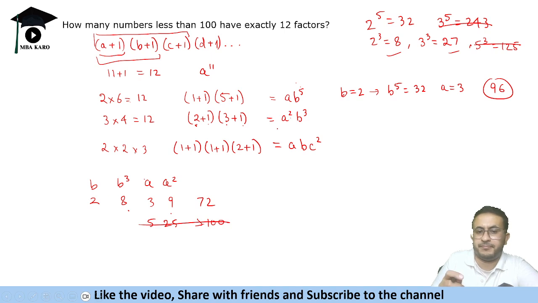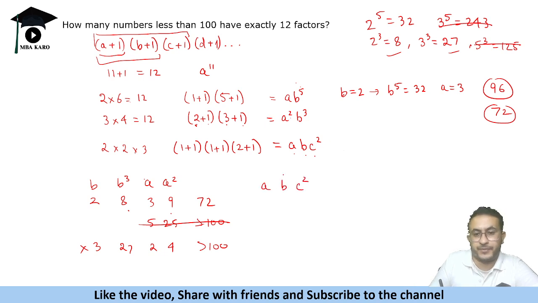Now, we will treat b as 3. So, b cube will be 27. A, if you take 2, so 2 square is 4. This is greater than 100. So, no such other number. So, from this, we have 72 as a number. Now, third case, a b c square.